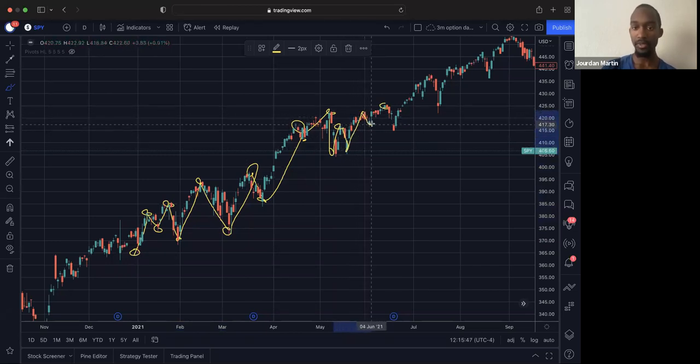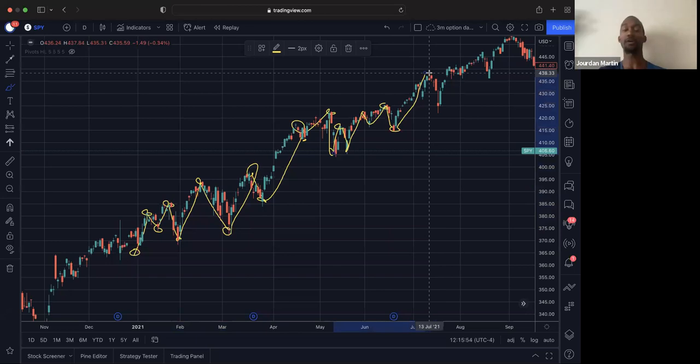And this is the technical aspect of why you're looking left to right and you see an uptrend: it's because the highs are getting higher and the lows are getting higher as well. Okay.